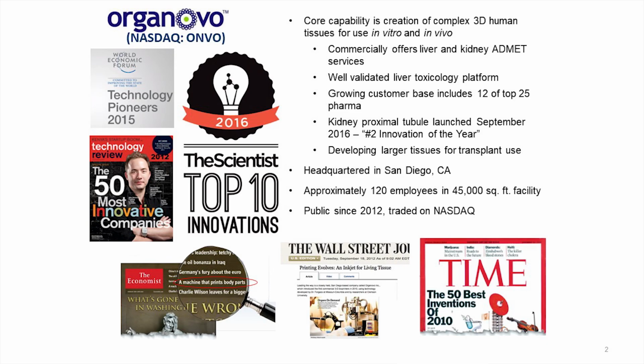Organovo is publicly traded, with about 120 employees in San Diego now, and has built liver tissue, kidney tissue, and a number of different tissues. It has an active commercial offering, especially in the liver and kidney tissues, and especially in toxicology, so testing pharma drugs for their safety and efficacy, and there's quite a bit of data around that. I'll show you that data in brief as I go through here.